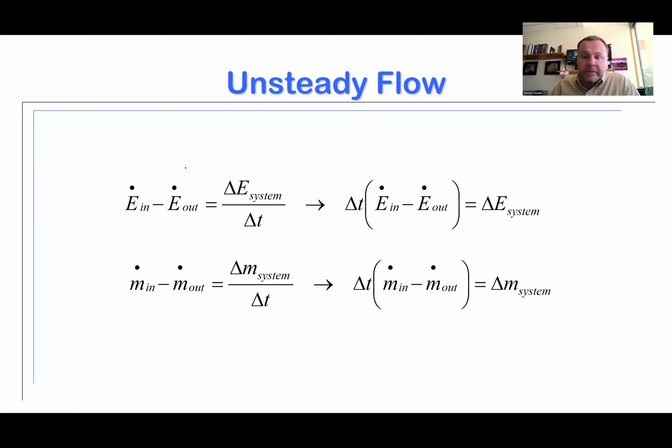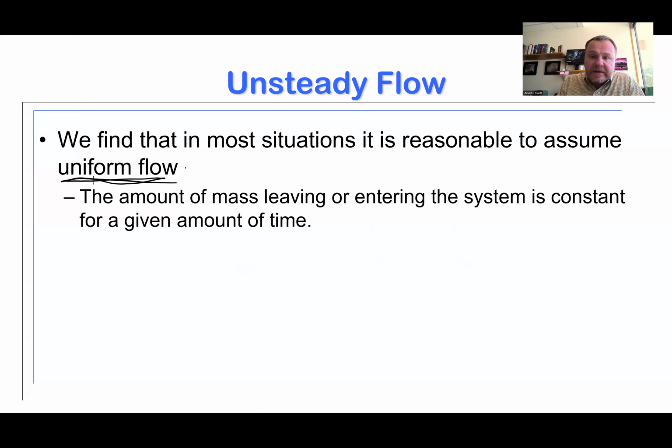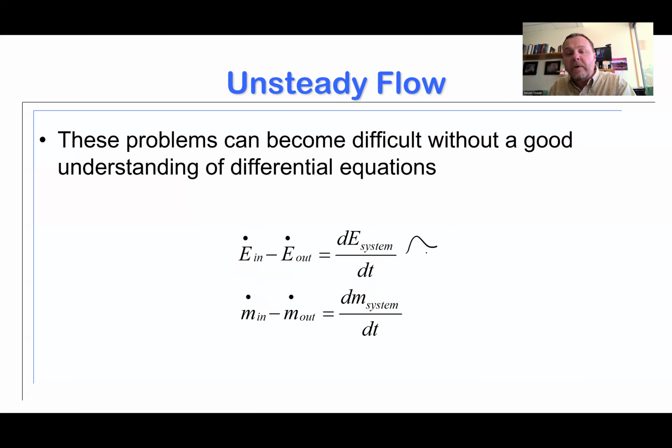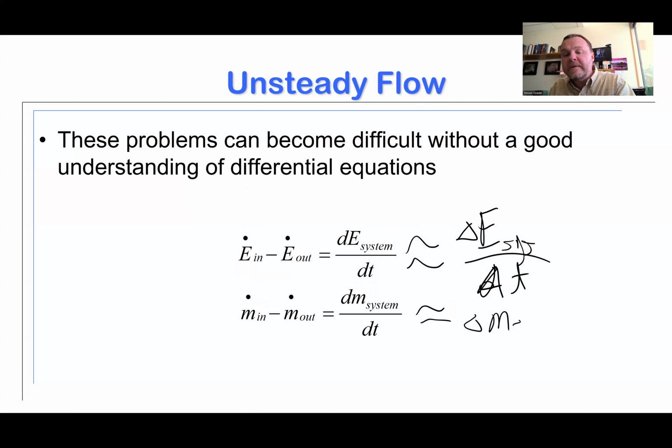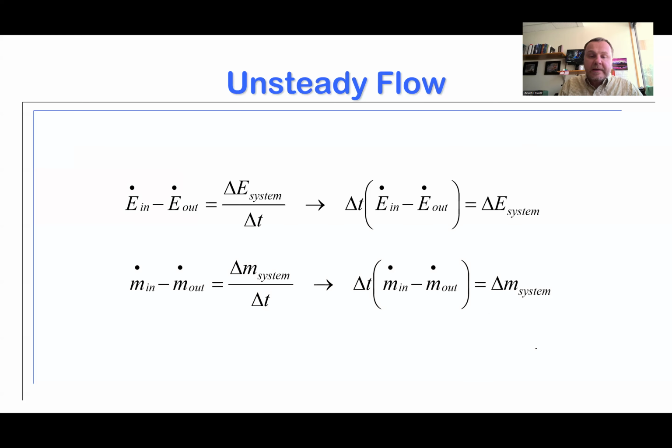approximation, right? And if we go back and look at the differential forms of these, what I'm doing now is saying for uniform flow, I'm going to approximate these as delta E system over delta t, and the same thing for the mass, delta m system over delta t. With that approximation in place, if you've had differential equations, all we're really doing here is separating and integrating. We're treating this as a separable equation. So I'm basically moving dt to the other side of the equation, and if these are constant, I integrate these with respect to dt.